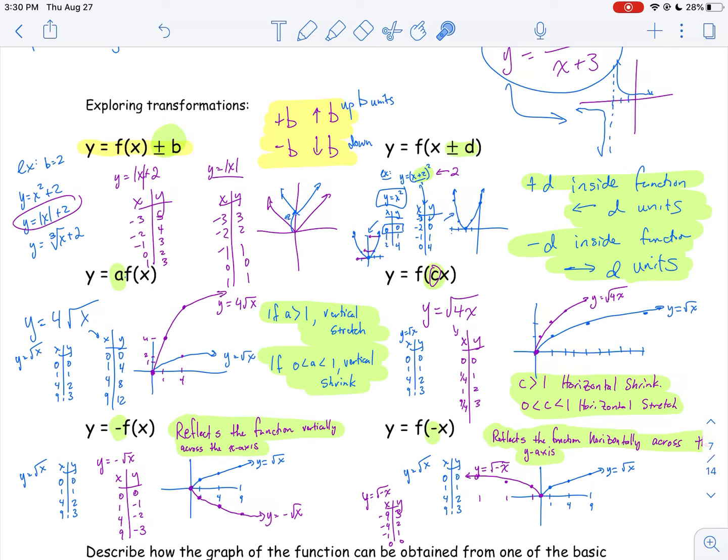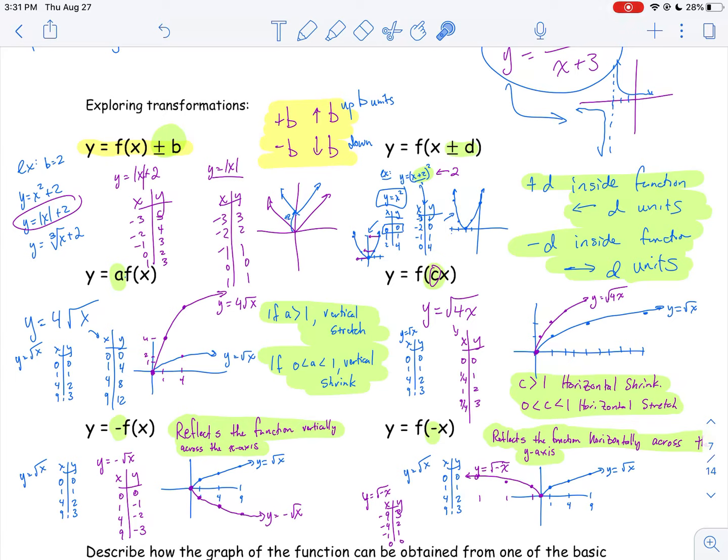Now look at the movement. Notice this is moving up and down. Vertical stretch, reflect vertical across the x-axis. Whenever it's on the outside, it's vertical movement, up and down. Whenever it's on the inside, it's horizontal movement. And then from there, plus or minus, that's what we call shifting. It moves it all up or all down or all left or all right. Doesn't stretch it. When I'm multiplying, it's stretching and shrinking. And when you have a negative sign, it's reflecting.